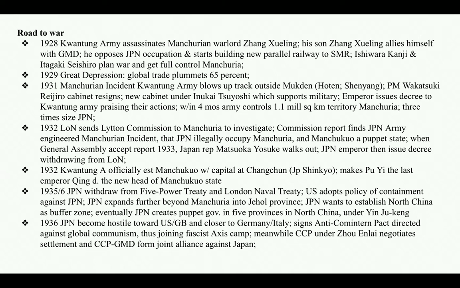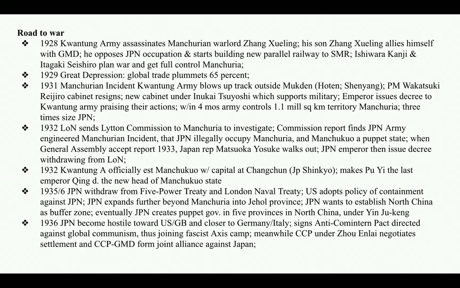Well, the commission report was not very favorable to Japan. It saw through this manufactured attempt by the Kwantung Army, and stated that the Japanese army had engineered the Manchurian incident, and also that Japan was illegally occupying Manchuria, and that Manchukuo, which the Kwantung Army had established as the new state, was in fact a puppet state controlled by Japan.